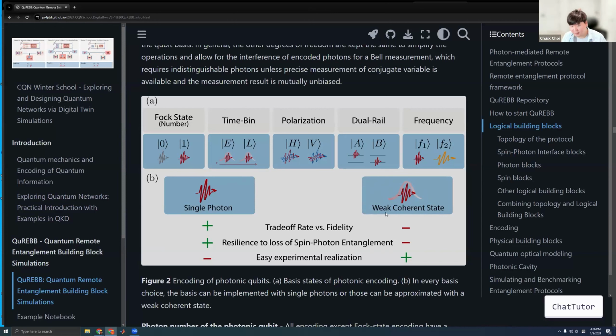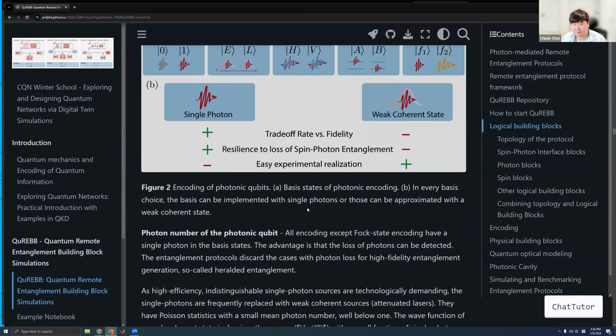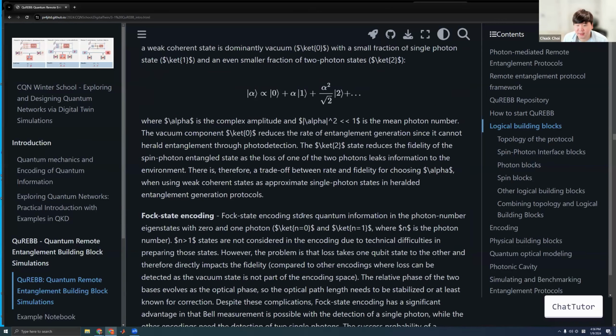There is obviously a trade-off. The weak coherent states have the advantage of easy experimental realization, but other than that, they have all the disadvantages. However, these days, easy implementation is really important. So we want to give a full picture of whether you want to use single photon states or weak coherent states in your protocol.